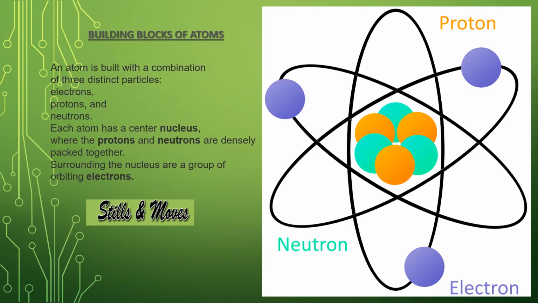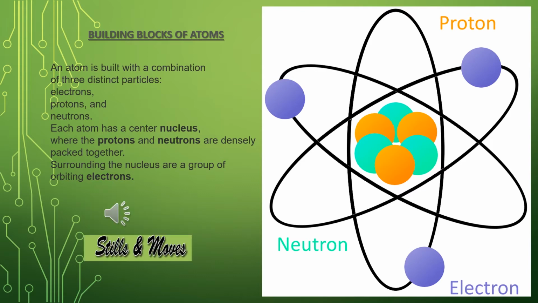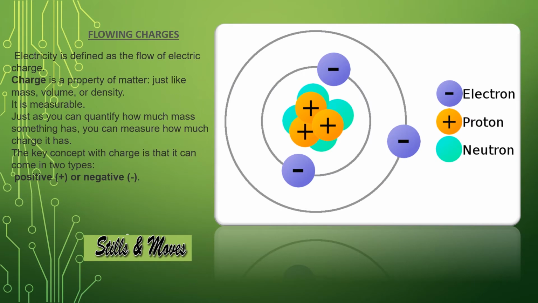Each atom has a center nucleus, where the protons and neutrons are densely packed together. Surrounding the nucleus are a group of orbiting electrons. Electricity is defined as the flow of electric charge. Charge is a property of matter, just like mass, volume, or density. It is measurable. Just as you can quantify how much mass something has, you can measure how much charge it has. The key concept with charge is that it can come in two types: positive, plus, or negative.